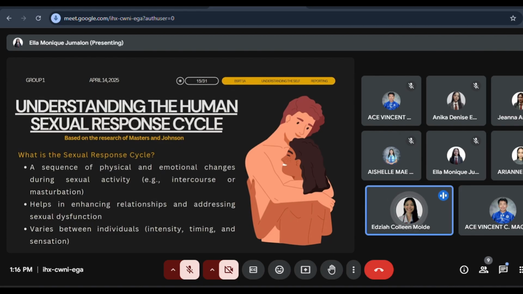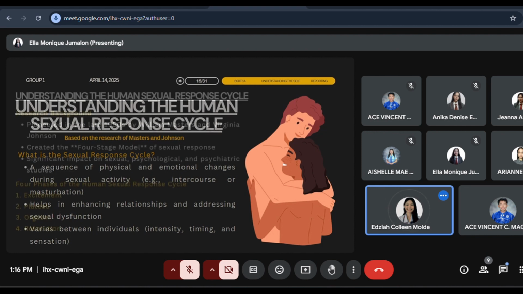So, what is the sexual response cycle? The sexual response cycle refers to the physical and emotional changes that occur when someone is sexually aroused. This includes activities like intercourse or masturbation. Knowing how the body responds during each phase helps couples improve communication and also provides insights into any sexual dysfunction. Keep in mind that everyone experiences the cycle differently. There's no perfect timing or one size fits all pattern.